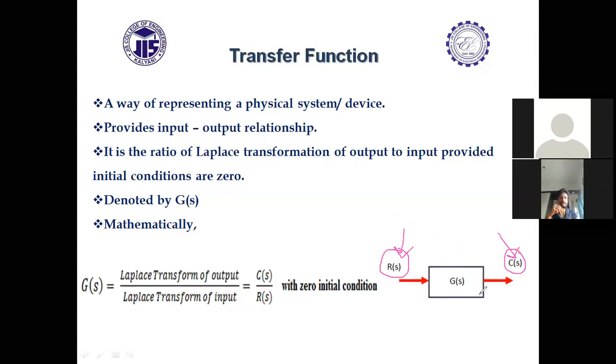The S domain representation is nothing but, if a time domain signal is given as R(t), it can be converted to R(s), the frequency domain signal, by the Laplace transformation method. So this is the Laplace transformation of input. This is the Laplace transformation of output. So the transfer function of any system is defined as the ratio of output Laplace to input Laplace. But remember, this point is to be noted very carefully: initial conditions are assumed to be zero in the case of the transfer function based approach.